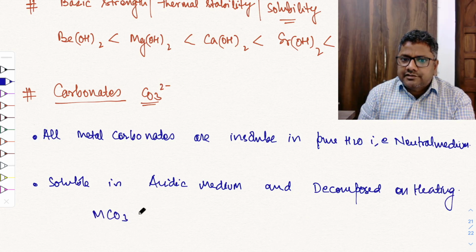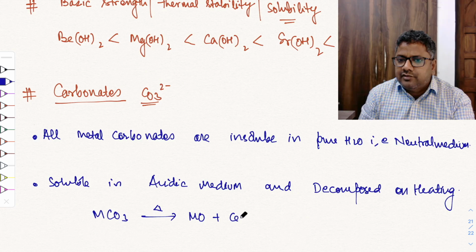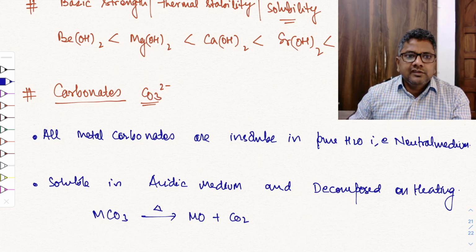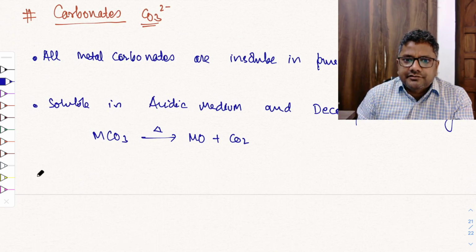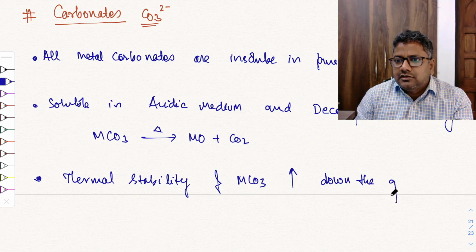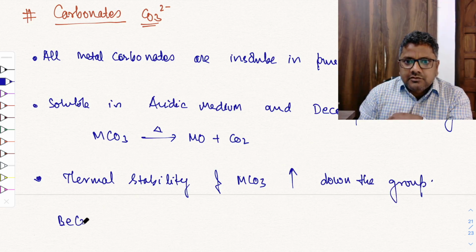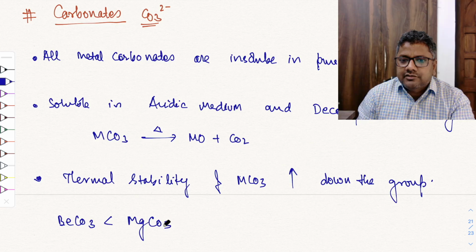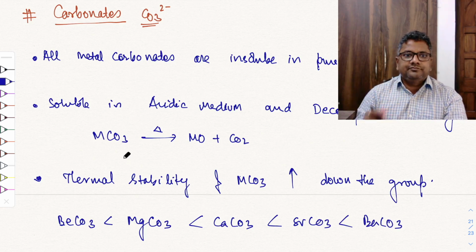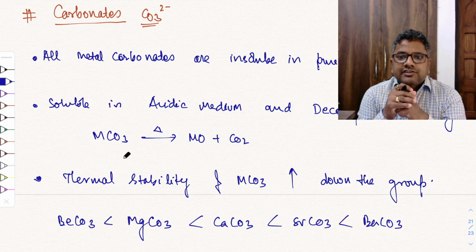So all the metal carbonates will decompose on heating into metal oxide plus carbon dioxide, right? All, no exception, right? And thermal stability down the group increases. Next important point is thermal stability of metal carbonates increases down the group, right? So BeCO3, MgCO3, CaCO3, SrCO3, and then BaCO3. So this is about the thermal stability of metal carbonates.